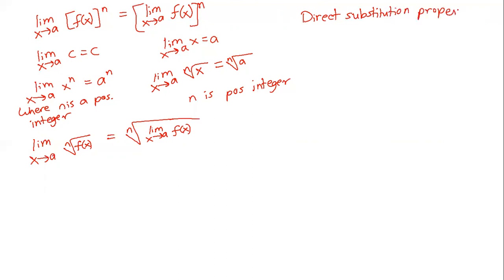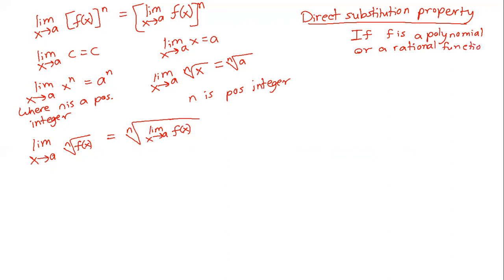This property is for polynomials and rational functions, which are the ratios of polynomials. So if f is a polynomial or a rational function, and a is in the domain of f, then the limit as x goes to a of f of x equals f of a.